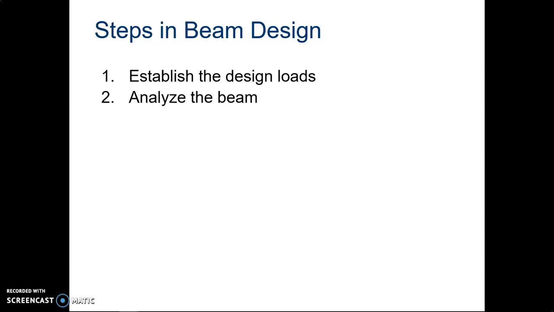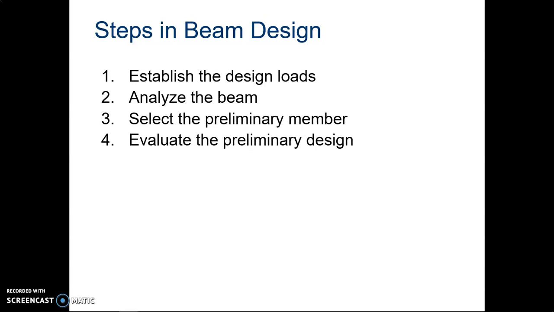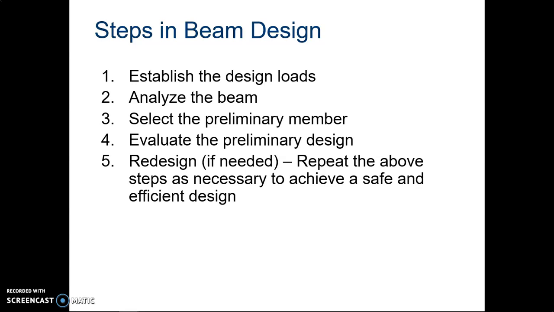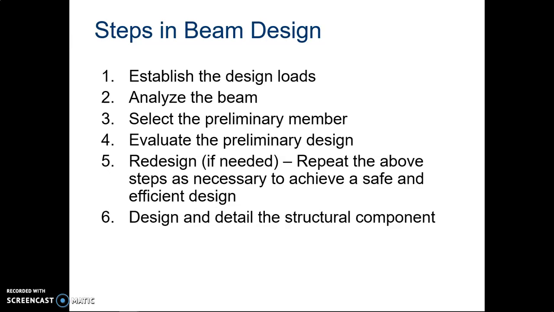Next, we're going to analyze the beam. After we analyze the beam, we're going to select a preliminary member. We're going to guess first. And then once we guess, we're going to check that beam. And if it works, great. If it does not work, we're going to repeat the process with a different beam to achieve a safe and efficient design. And then we will take it from there.